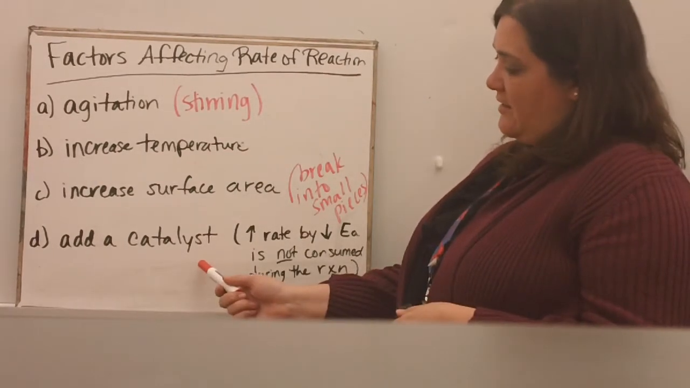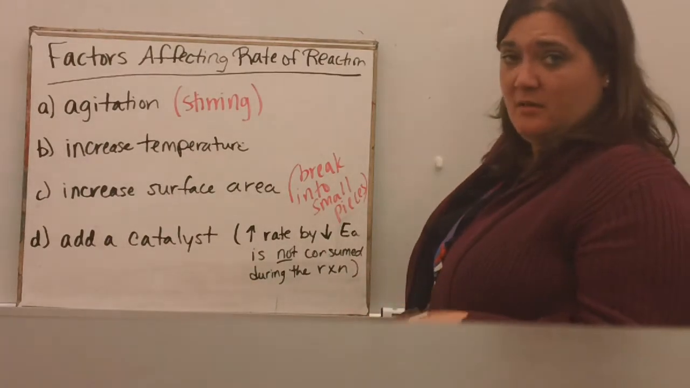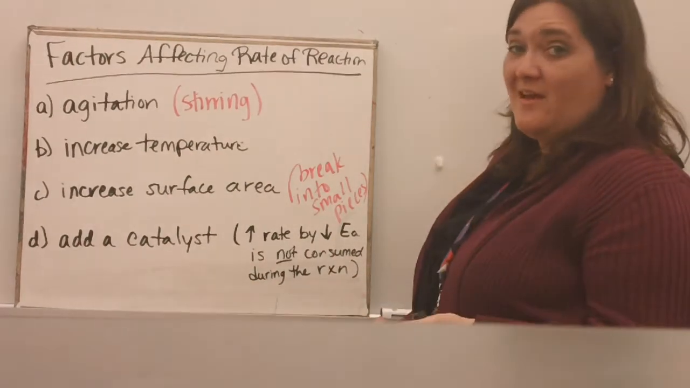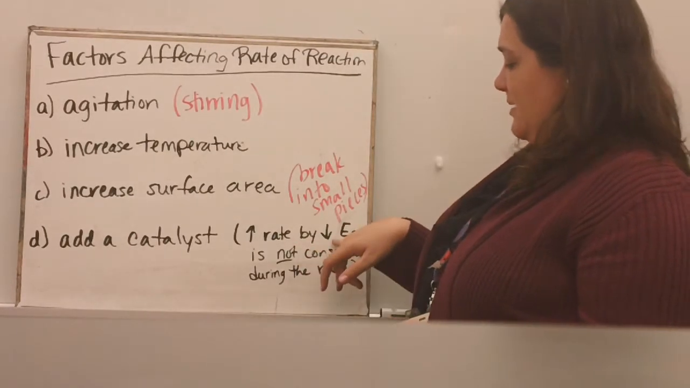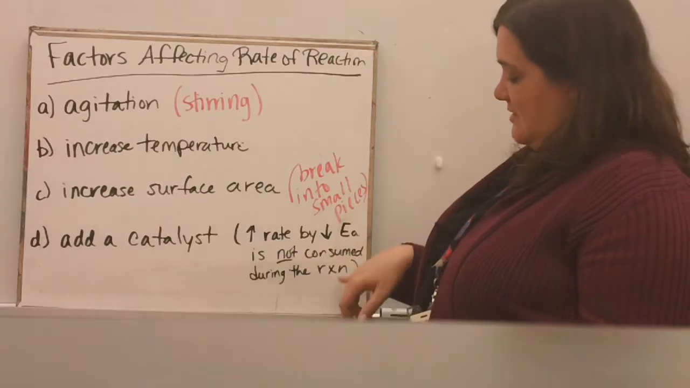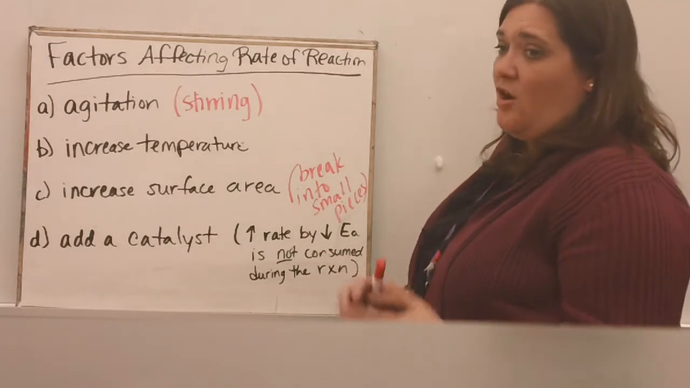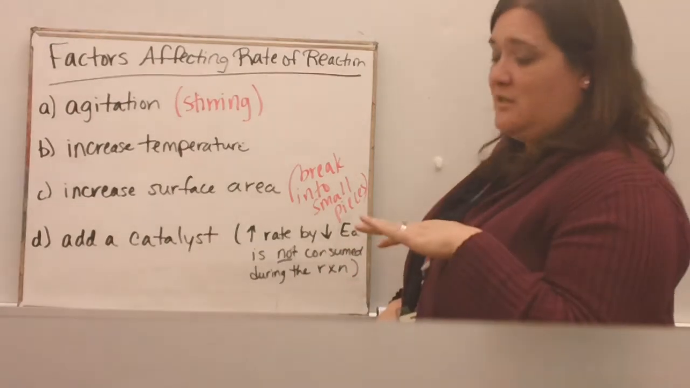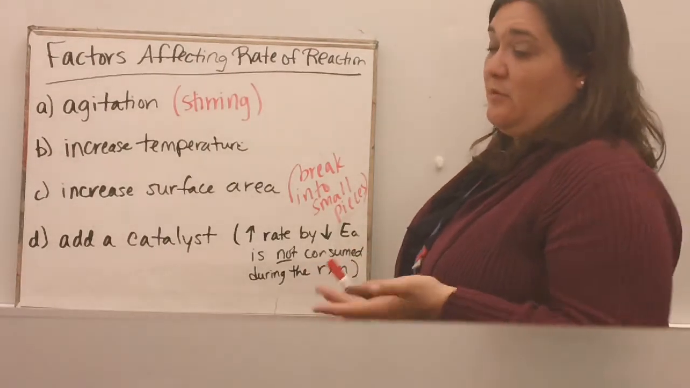So again, also add a catalyst. If you remember from biology, we learned about catalysts. The catalysts you learned about in biology were enzymes. And a catalyst increases the rate of a reaction by decreasing the activation energy. The other important thing to know is that it is not consumed during the reaction. It also doesn't take part in the reaction. All it does is lower the activation energy so that the reaction can occur more quickly because it would require less energy.